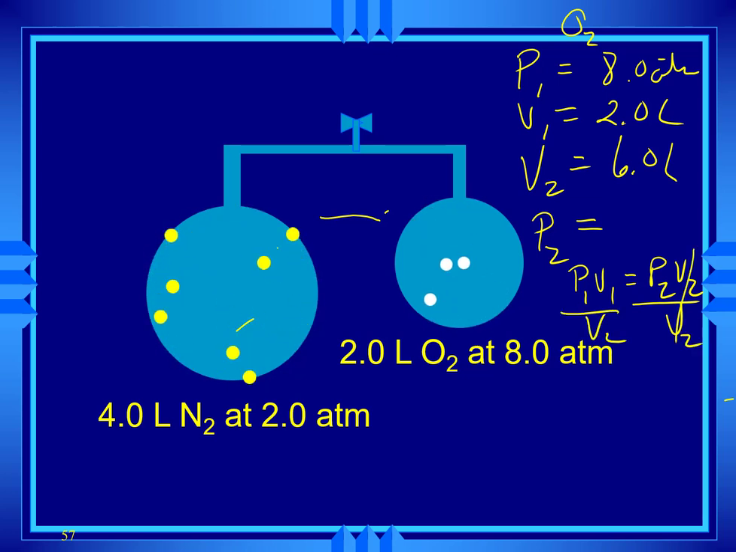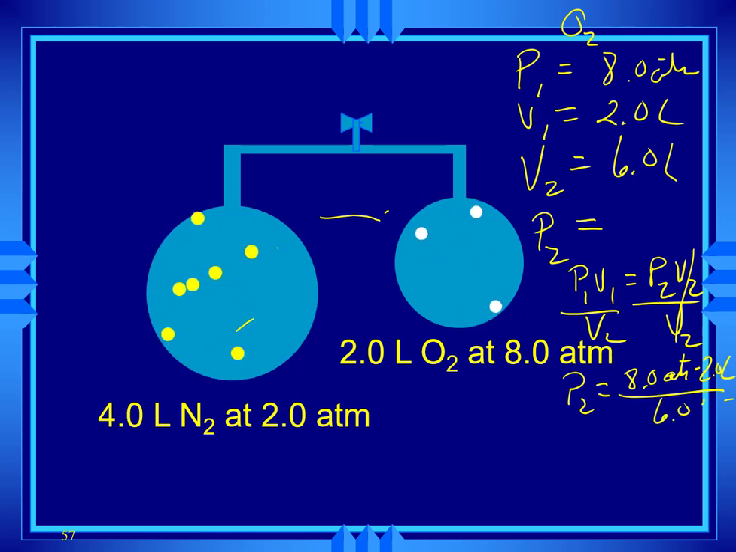or P2 equals 8 atmospheres times 2 liters divided by 6 liters. And if I do that, I get 2.33, I get 8/3. And with 2 sig figs, that's 2.3 atmospheres. It makes sense that it's 8/3 because I've got 3 times the volume, so I should have 1/3 the pressure. Make sense? So that's the pressure of the O2.